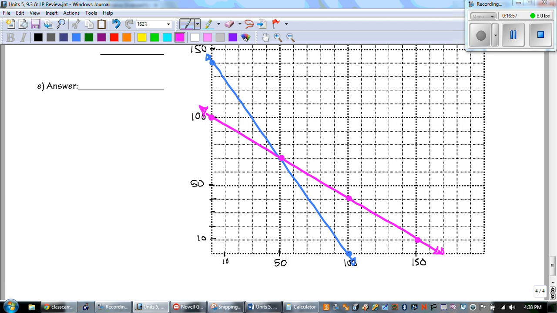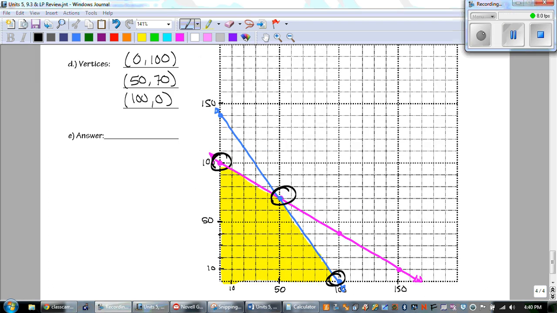Okay, now I want you guys to shade and do your vertices all on your own. Okay, so go ahead and pause the video and good luck. Okay, so there's a list of my 3 vertices and the shading.